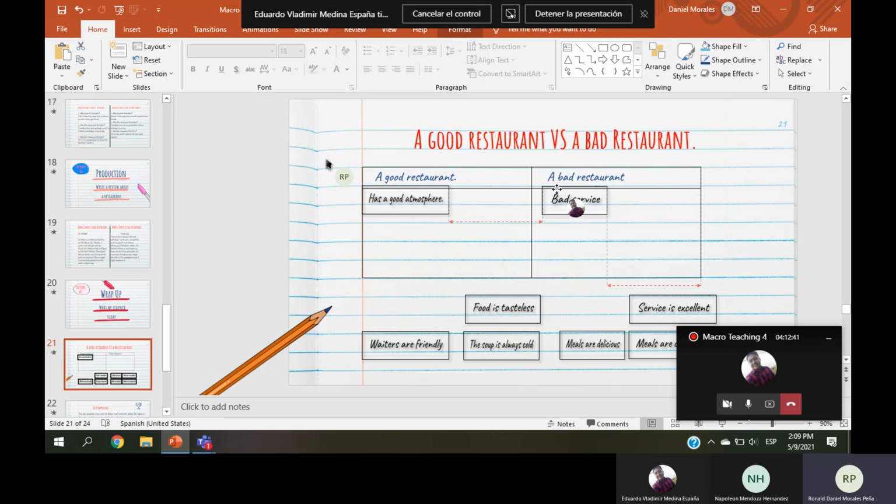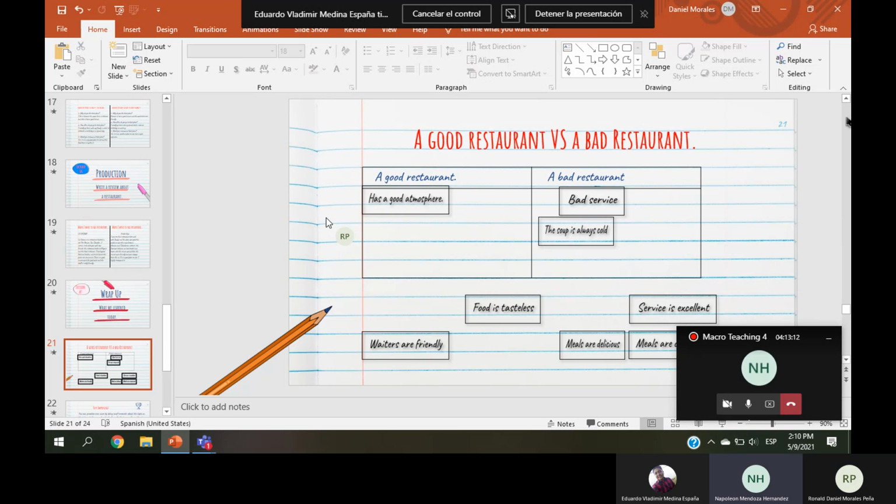Okay, let me put it here. Bad service. Next, okay, Ronald. The soup is always cold. It goes here. The soup is always cold is a characteristic of a bad restaurant.